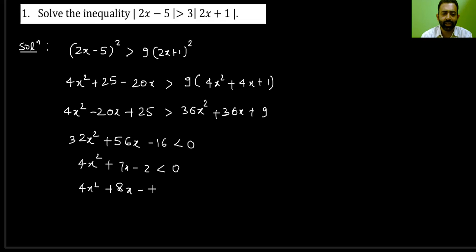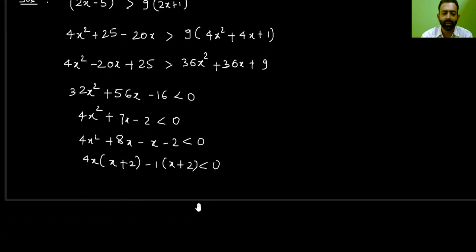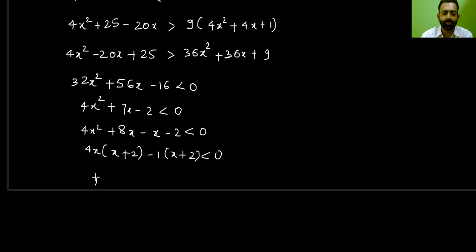This is 8x² minus x minus 2 is less than 0. So this is 4x(x + 2) minus 1(x + 2) less than 0. Okay, so finally I have two linear factors: (4x − 1)(x + 2) less than 0. Now you have two values, x equal to −2 and 1/4.